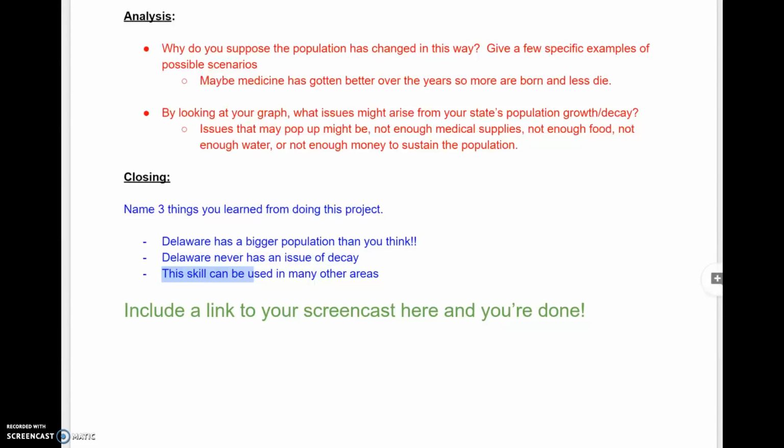And this skill that I learned during this project can be used in many other areas. I can use this to calculate the growth or decay of the profit of a company, stuff like that. And that's the end of my project.